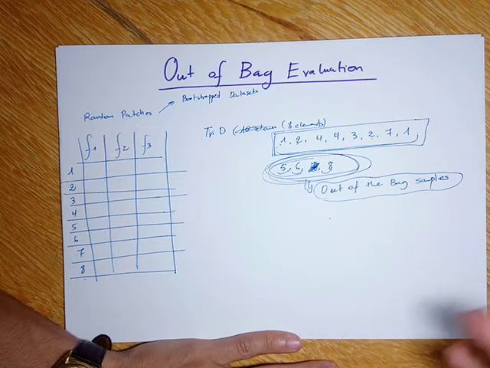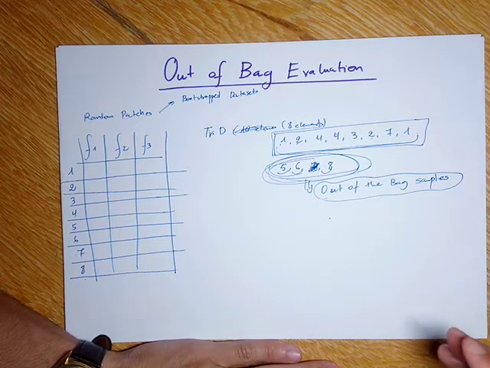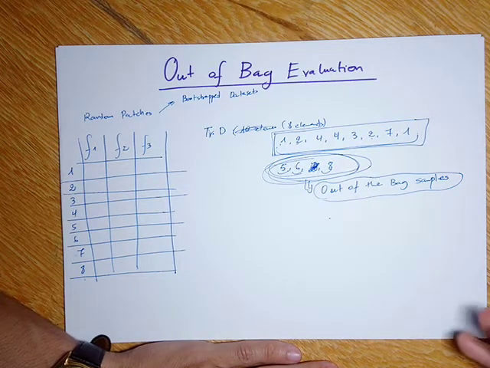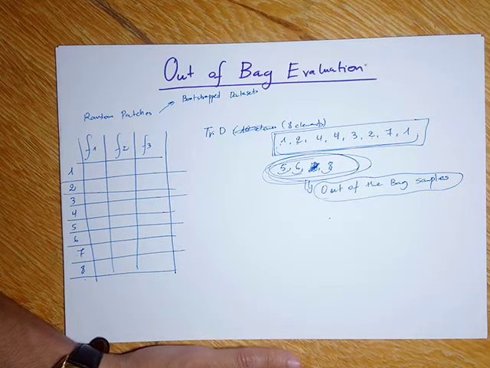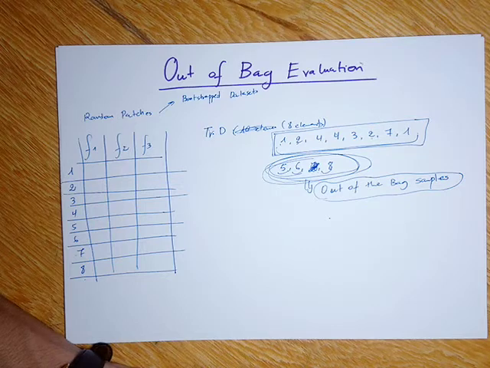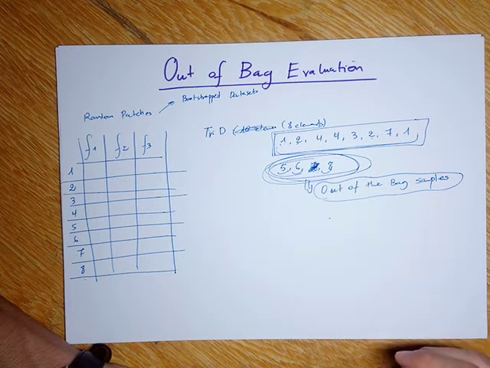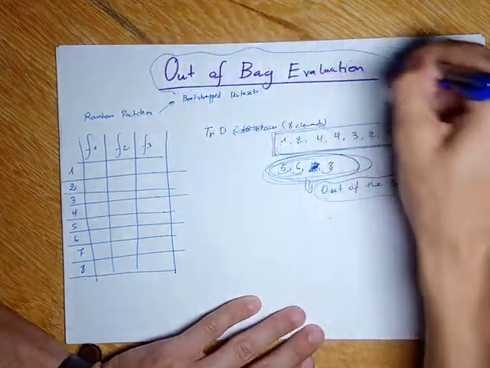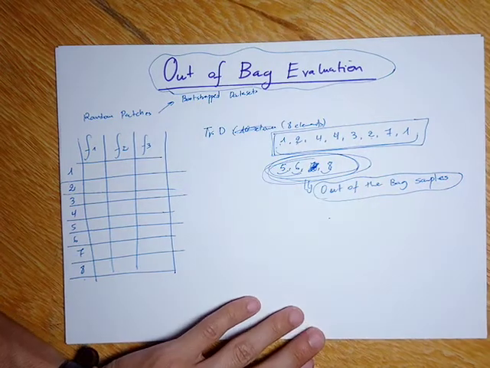And I can do that on all other classifiers. So for example, if I have another classifier, I create again a new bootstrap dataset, and then I look for the out-of-bag samples, and I use them as a test dataset to validate my classifier. And then I can use this out-of-bag sample to evaluate my classifier. And this evaluation is what's called out-of-bag evaluation.